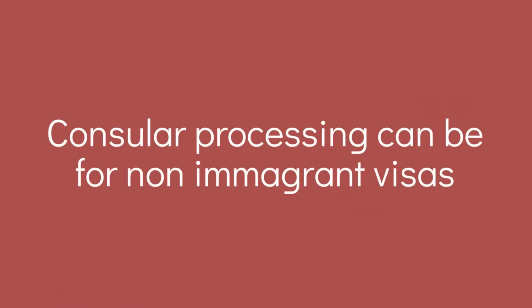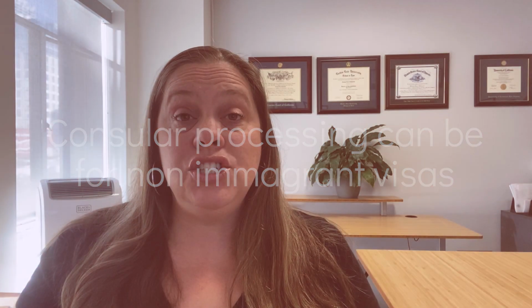A second major difference between consular processing and adjustment of status is that consular processing can also be for non-immigrant visas, things like student visas, tourist visas, and the like. What I deal with specifically in my practice are what we call immigrant visas. So if you consular process and get an immigrant visa, when you eventually travel to the United States and you pass through immigration and you're inspected and admitted into the United States, you will get a green card in the mail. But consular processing is with any type of visa, whether it's immigrant visa or non-immigrant visa.